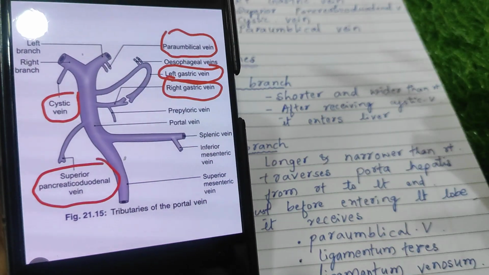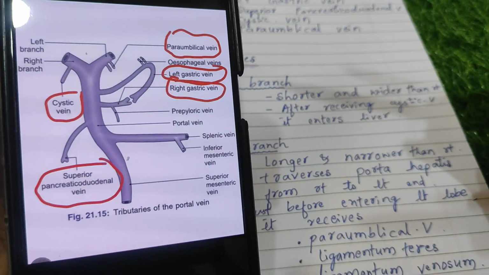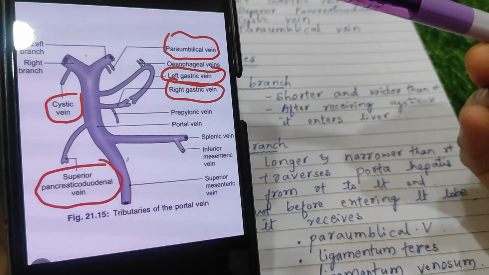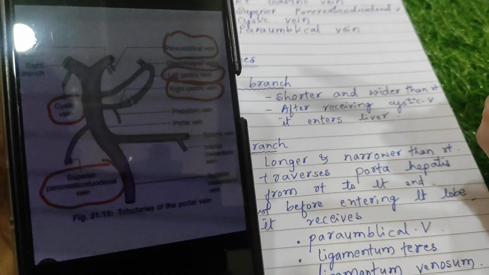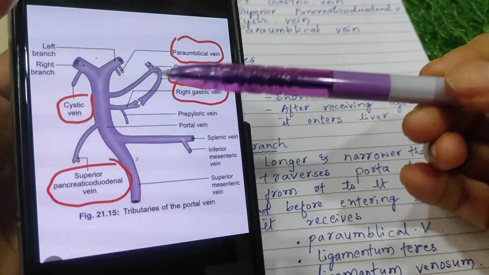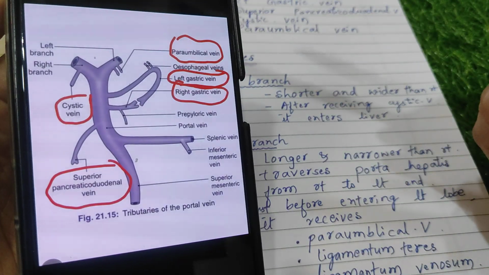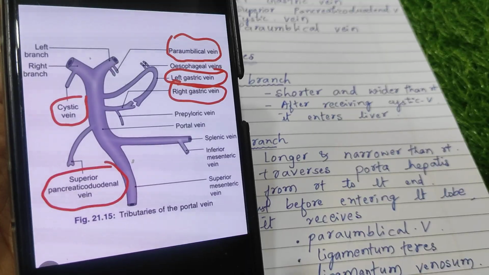The left branch, it is narrower and longer than the right branch. It traverses the porta hepatis from the right to the left end. Just before entering the left lobe of the liver, it receives para-umbilical vein and ligamentum teres and ligamentum venosum.